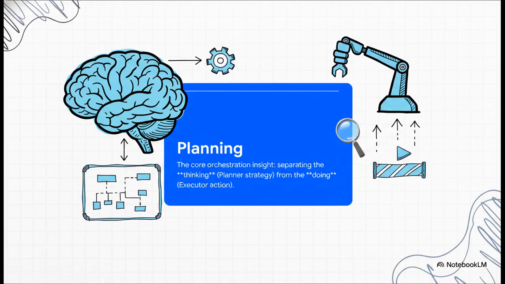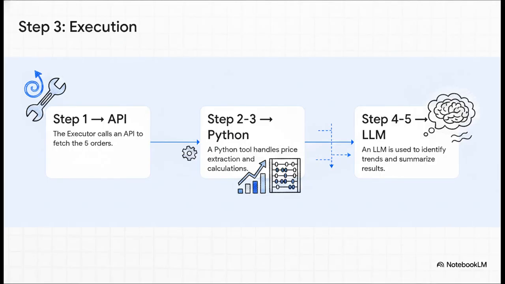That job gets handed off to another component, the executor, which is responsible for carrying out the plan step by step. And this slide just illustrates that doing part perfectly. The executor grabs that plan, and for each step, it routes it to the best tool for that specific job. So notice what's happening. The LLM is only being used for what it's really good at, like understanding trends and summarizing things. All the structured tasks, like fetching data or doing math, are handled by much more reliable and deterministic tools, like a direct API call or a simple Python script.